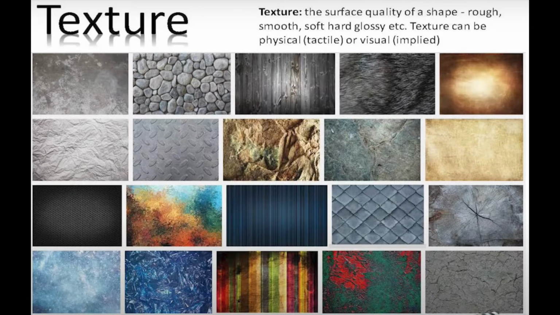Texture. Texture is the surface quality of a shape: rough, smooth, soft, hard, or glossy. Texture can be physical, that's called tactile, or visual, that's implied. Texture is how something feels when you touch it.